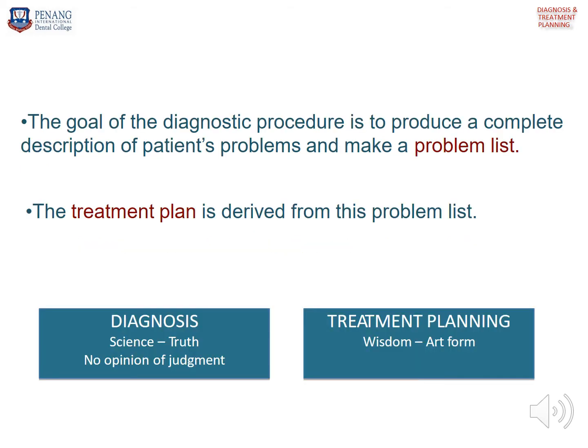The goal of the diagnostic procedure is to produce a complete description of patient problems and make a problem list. The treatment plan is derived from this problem list. So from the diagnosis, we will gather data, and then from the data is a science and the truth, and there is no opinion of judgment. Whereby the treatment planning is something that we plan to correct the malocclusion. Is a wisdom and is an art form.